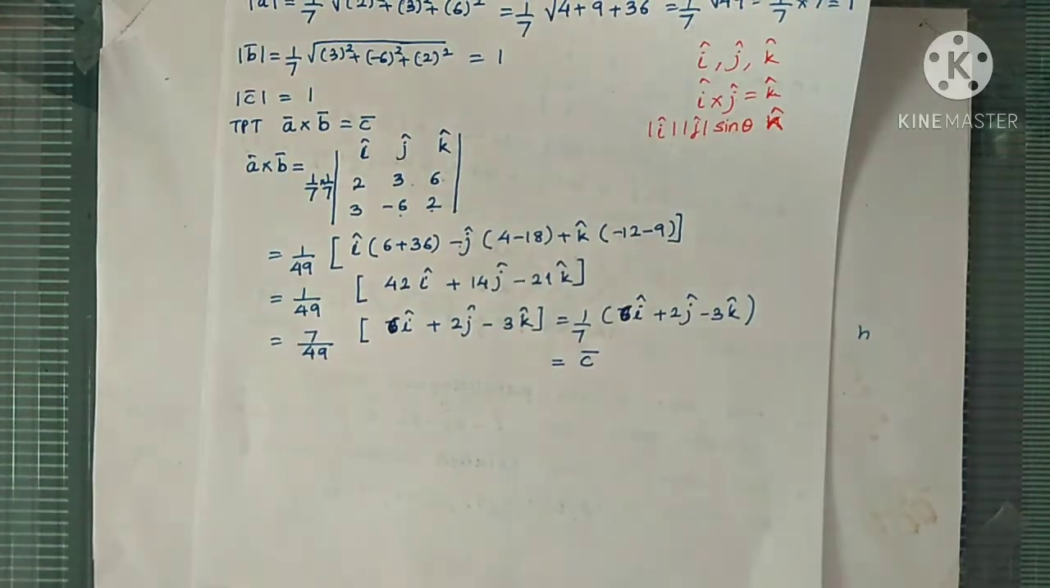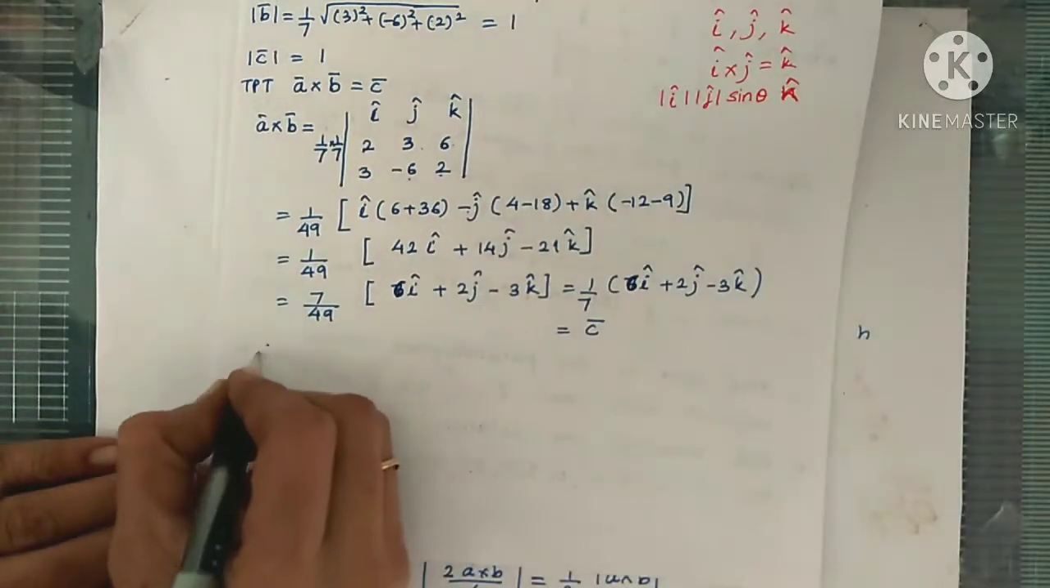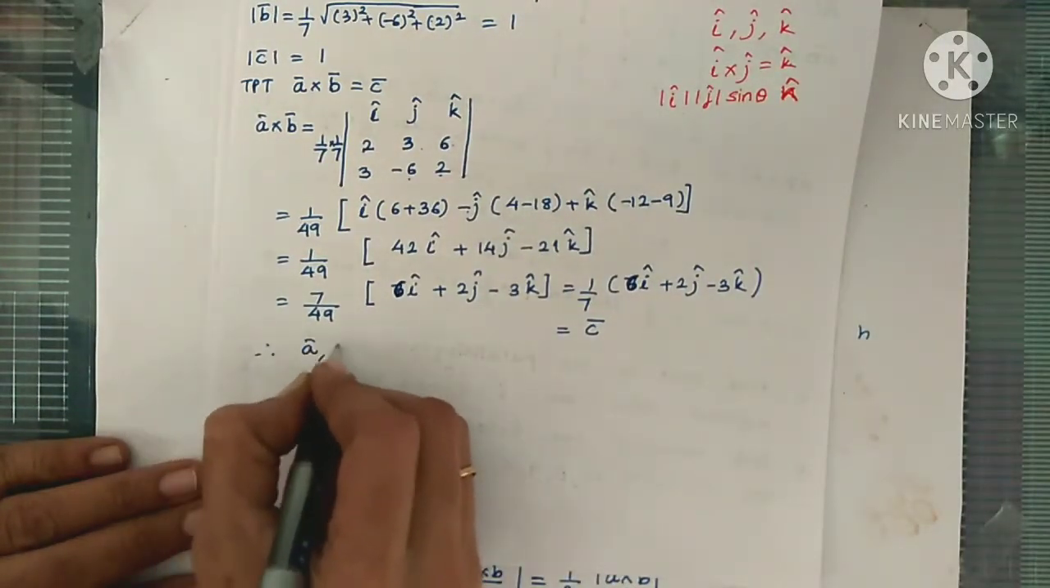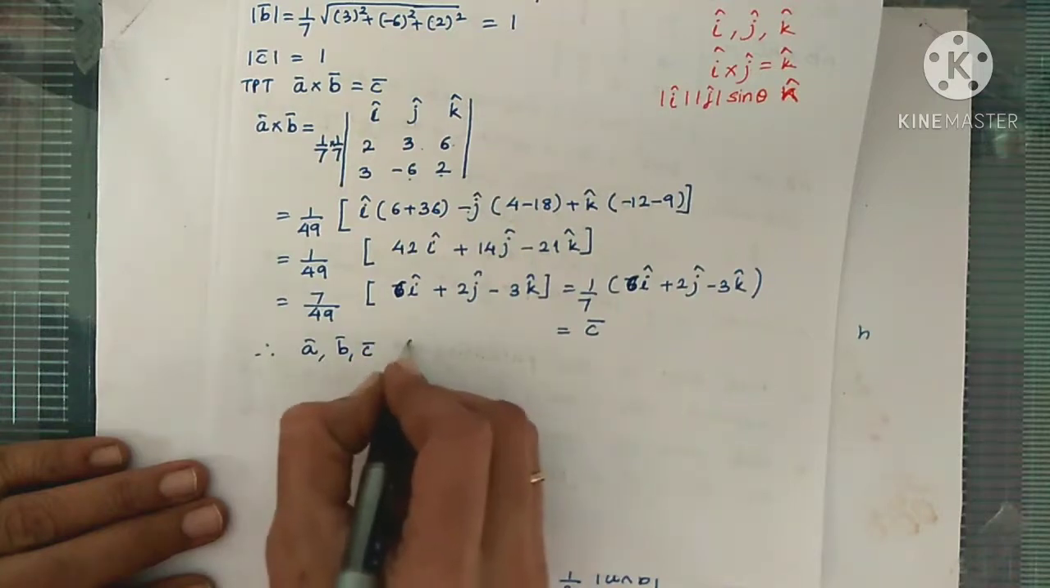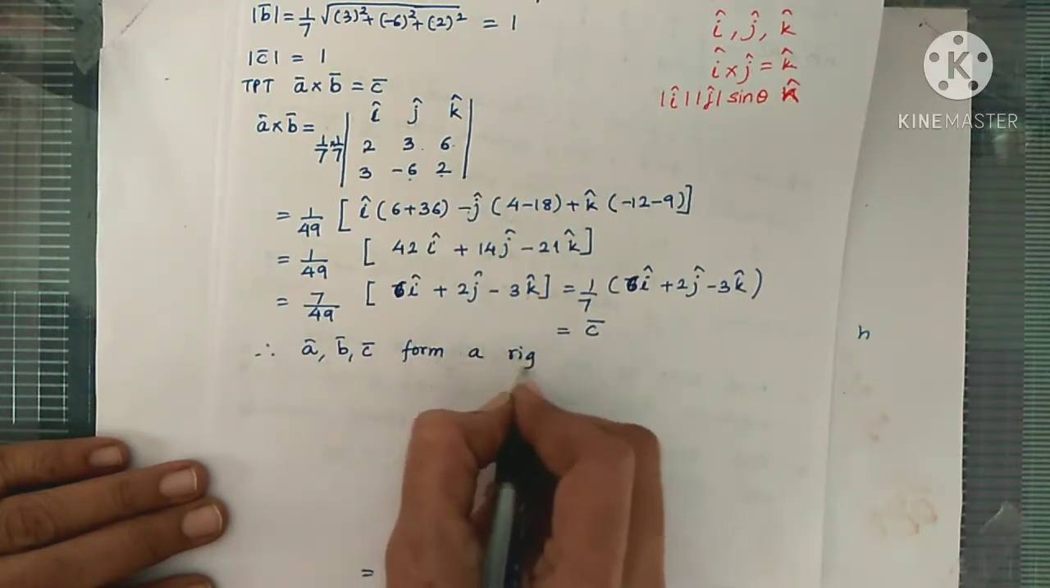In a show-that problem, it is really easy: we should get C bar, and if we are not getting it, we can correct ourselves. Okay, so now A bar cross B bar is C bar. So we have proved that it is a right-handed triplet. So let's write that. Therefore, A bar, B bar, C bar form a right-handed triplet.